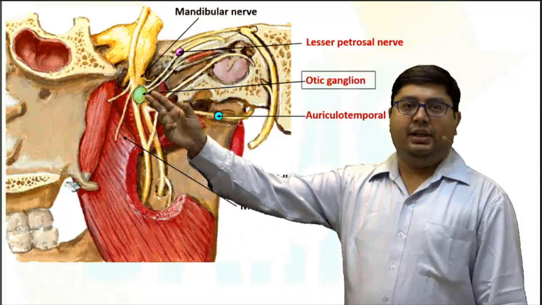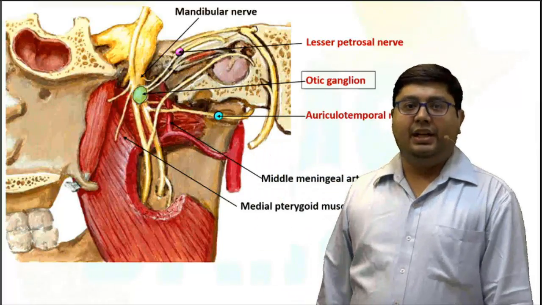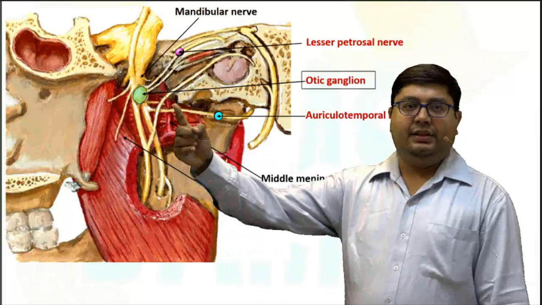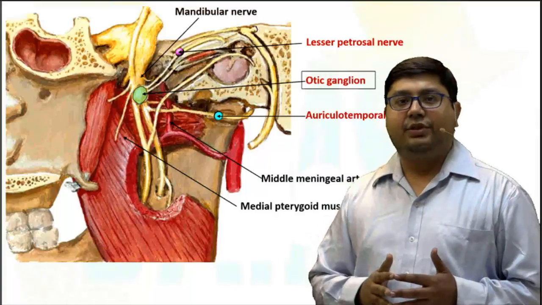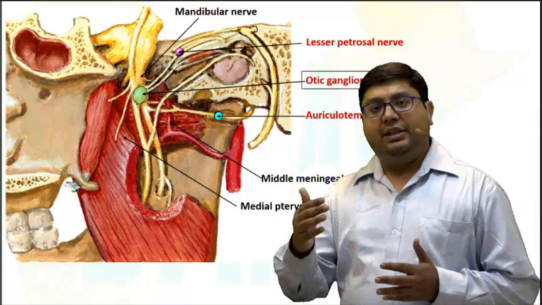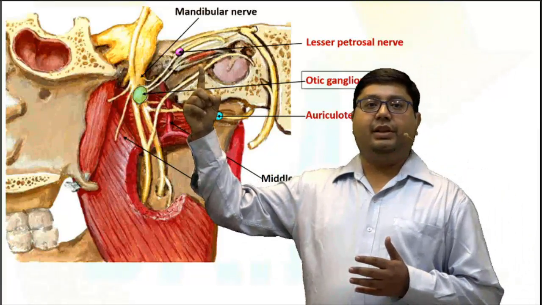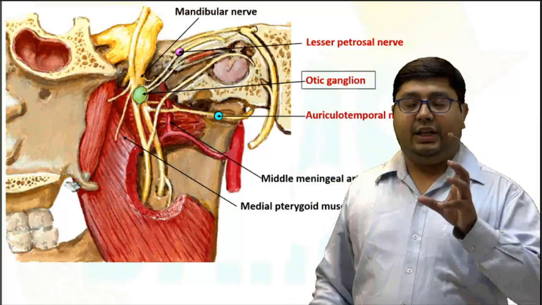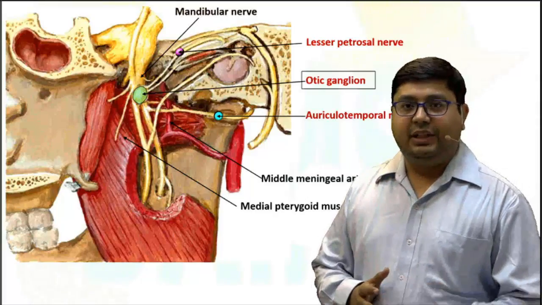Next, if we look at this diagram, this is the otic ganglion present here, and the lesser petrosal fibers are bringing the preganglionic fibers. We can see these fibers going to the auriculotemporal nerve, which is a branch of the mandibular nerve. This will carry the postganglionic fiber. So which nerve is bringing the preganglionic fiber? It is nothing but the lesser petrosal nerve. So the otic ganglion is receiving the preganglionic fiber from the lesser petrosal nerve.